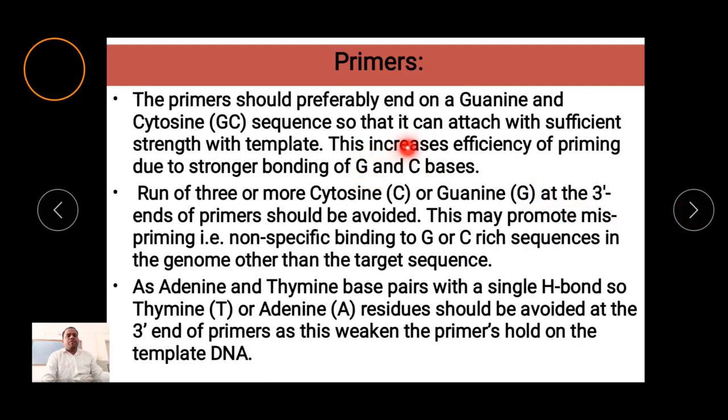The primer should preferably end with guanine and cytosine so that it can attach with sufficient strength to the template, and this also increases the efficiency of priming due to the stronger hydrogen bonding between guanine and cytosine. A run of 3 or more cytosines or guanines at the 3' end should be avoided, as this may promote mispairing or mispriming. Adenine and thymine base pairs have fewer hydrogen bonds, so they should be avoided at the end because this will weaken the hold of the primer onto the template DNA.